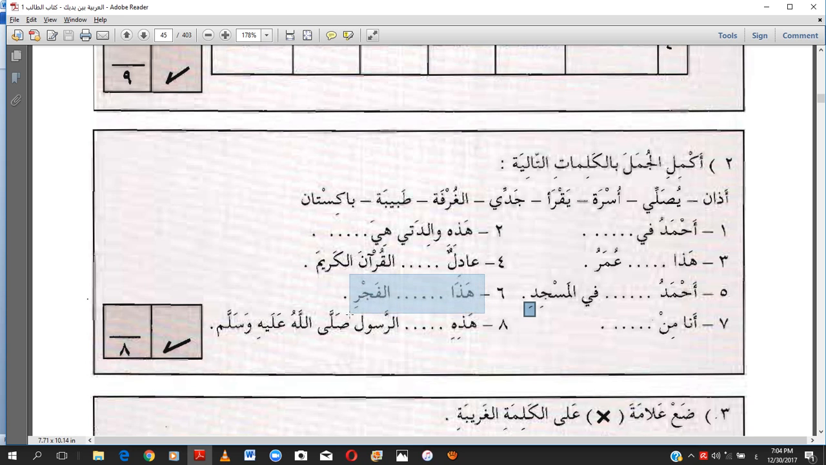Anyways, number 6. هذا أذان الفجر. What does that mean? This is the adhan al-fajr. That's why we can take the fajr part out, and we can use all of the other salawat, right? هذا أذان العصر. هذا أذان المغرب. هذا أذان الظهر. هذا أذان العشاء. العشاء. نعم.